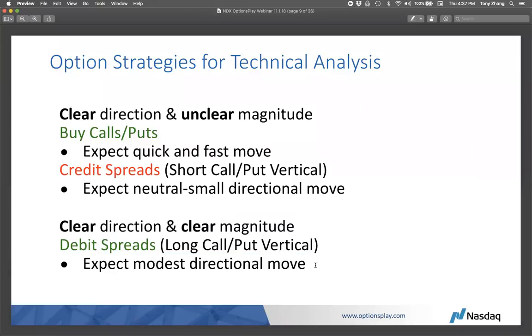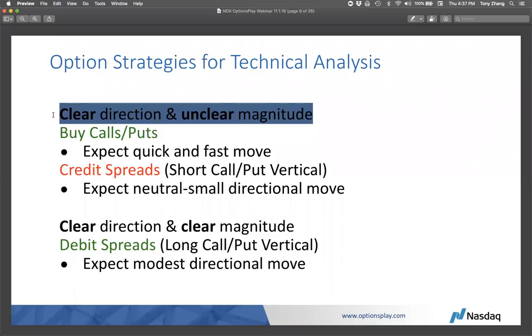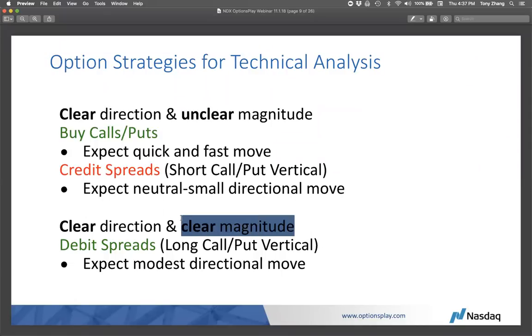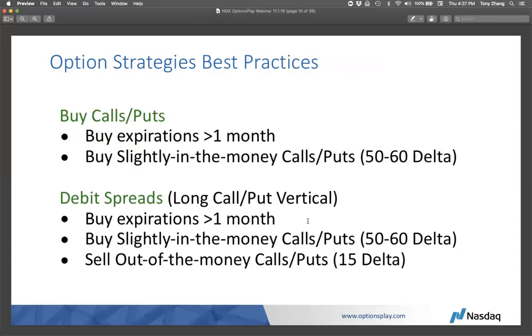So these are the 3 strategies, and it's really important to understand these 2 criteria. When you have a clear direction but unclear magnitude, or when you have a clear direction and a clear magnitude. So how to differentiate between these 2, I'll go through some examples so that becomes clearer. But before I do that, I just want to jump into understanding the best practices for each one of these strategies.